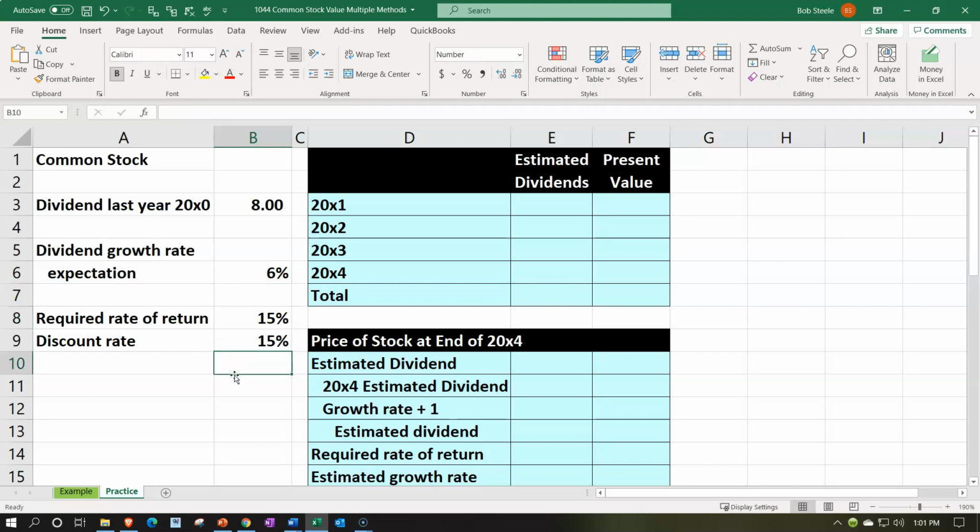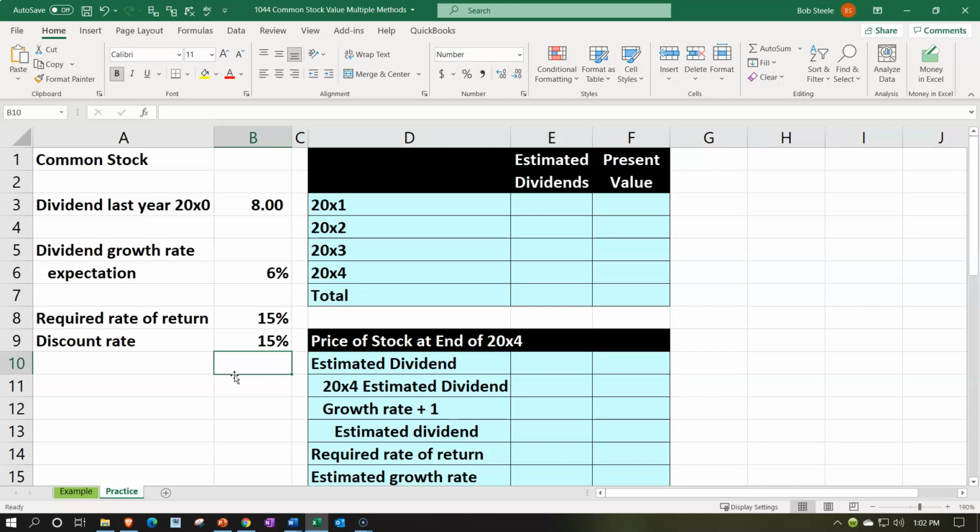So one way we can think about the value is to project out to some point in the future the amount we think we're going to get from the stream of dividends, then present value those, and then present value the stock price that we believe will be at that endpoint as well. Let's first do that method. So we're going to imagine 4 years out into the future.